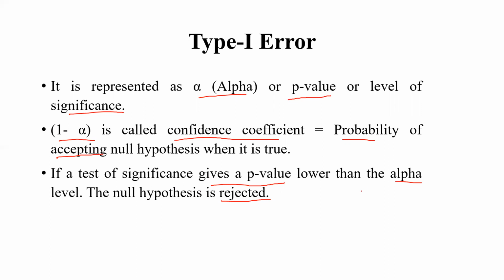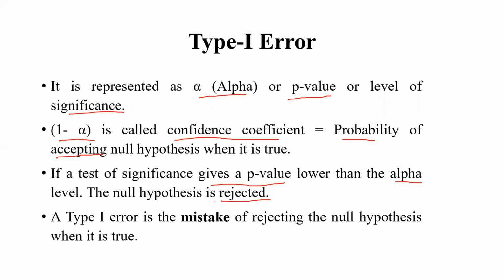So when we are calculating the data and the p-value is coming less than alpha, where alpha means level of significance, in that case we will reject the null hypothesis. And type 1 error is the mistake of rejecting the null hypothesis when it is true. So this is the basic information of type 1 error.